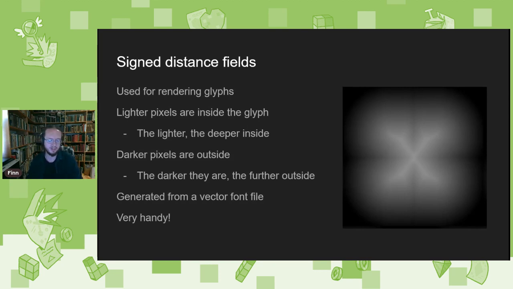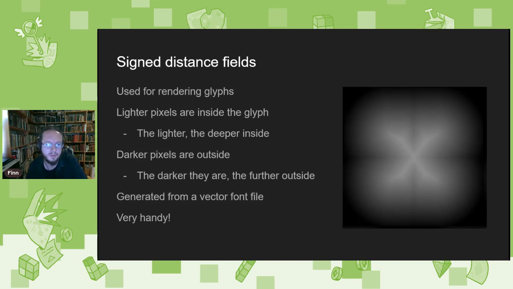So a very simple font rendering scheme involving signed distance fields would be a shader that just looks up the signed distance field value and says, oh, check if it's greater than 0.5. If it is, render the color of the text. If it's not, throw that pixel away or render it black or background color or whatever.